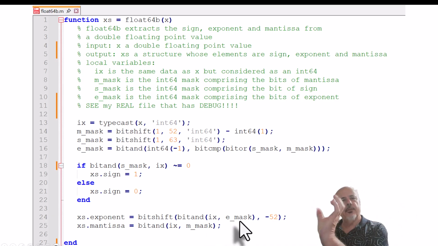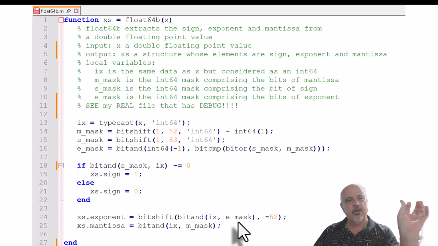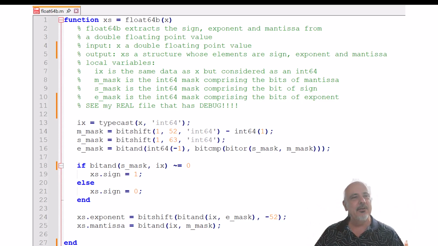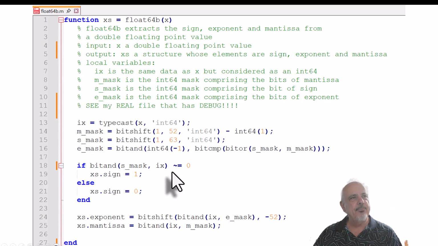But then you have to think about shifting it back down, because bit 52 is where the exponent starts. You want to shift it all the way to the 0 bit position. And then the mantissa is just a simple mask. So that's how the code works, to pluck off these things. I think it's very important for you to understand where these bits and pieces are coming from.